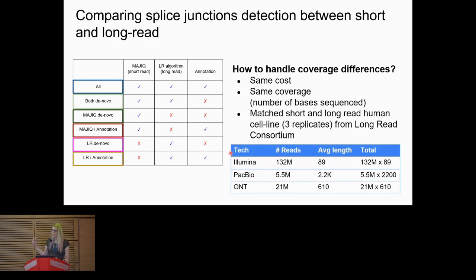We used 3 data sets: long read consortium, GTEx, and an in-house cancer data set. We're showing the long read consortium here, but we got similar results with the other 2. So in the following slides, I'm going to show for junction counts what is found by both technologies, and then what is only in either one, and if it's de novo or annotated.